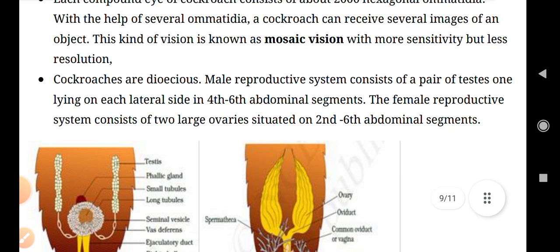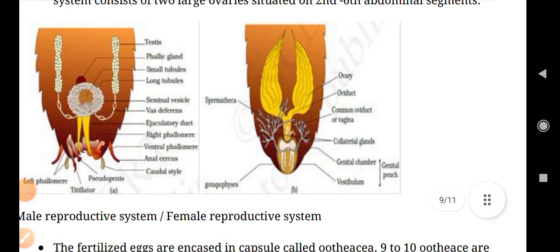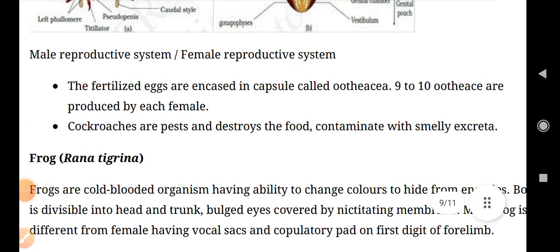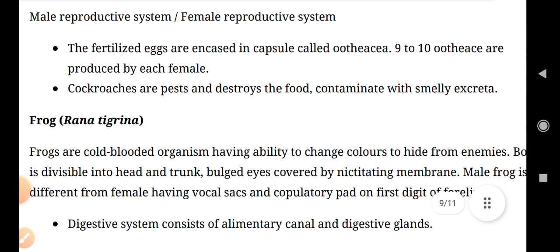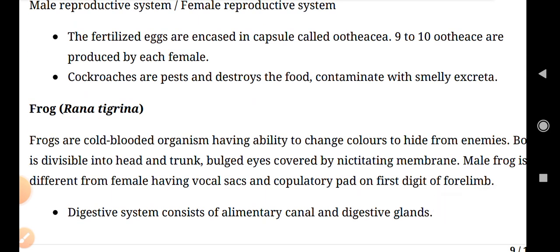Cockroaches are dioecious. Male reproductive system consists of a pair of testes, one lying on each lateral side in 4th to 6th abdominal segments. The female reproductive system consists of two large ovaries situated in second to sixth abdominal segments. Male reproductive and female reproductive system. Fertilized eggs are encased in capsules called oothecae. 9 to 10 oothecae are produced by each female. Cockroaches are pests and destroy food, contaminating it with smelly excreta.